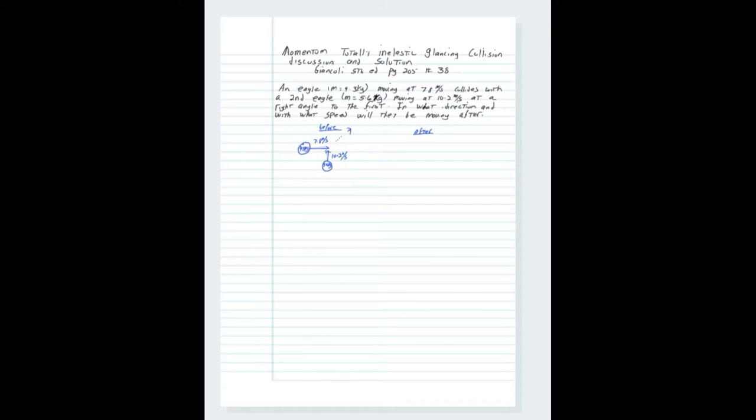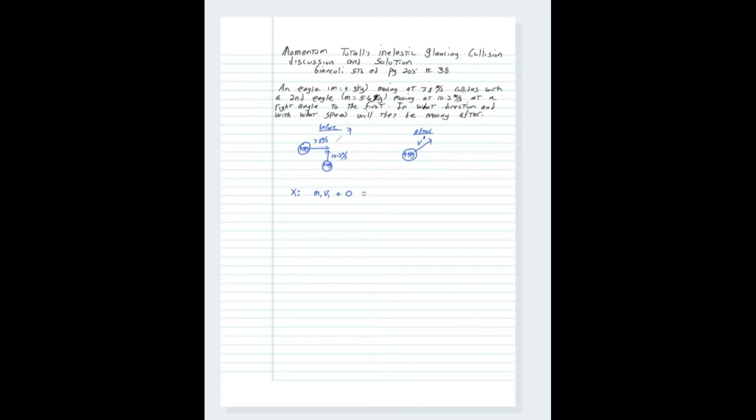Okay, so afterwards, we expect that these two eagles combined, their combined mass would be 9.9 kilograms, would be moving off at an angle in some direction this way. The way I'm going to set this up is I need to keep a separate account for the x direction and the y direction. So I'm going to write that like this. In the x direction, the first eagle is in motion in the x direction, but the second eagle has no velocity in the x direction.